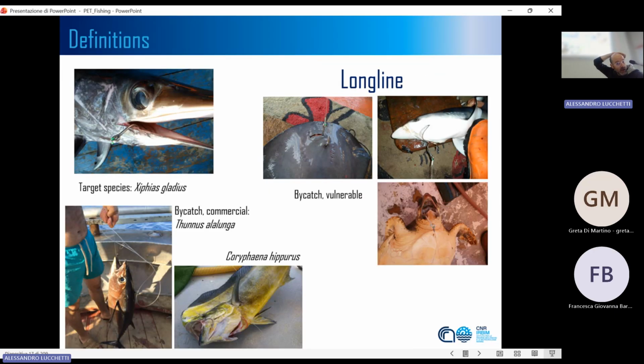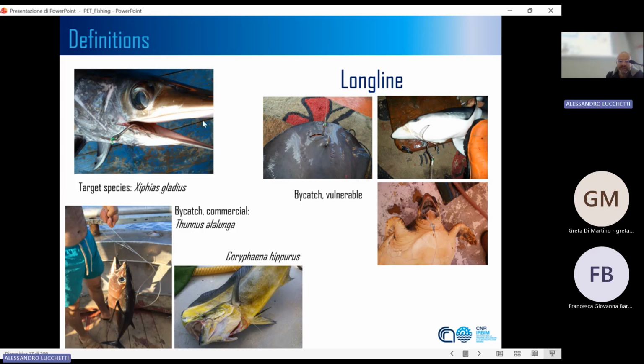So for the long line, we have other types of bycatch. Long line is a fishing gear using hooks. Here you can see the classical bycatch, the Prionace glauca, and also sea turtles.